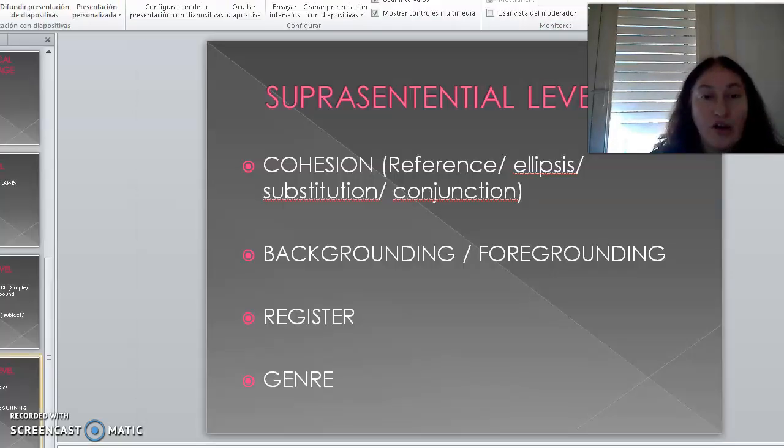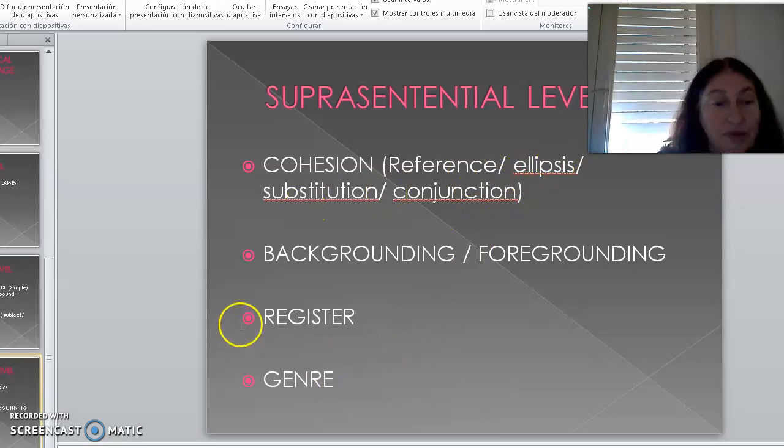And so if we go back to our presentation, you will see here that cohesion belongs to the suprasentential level. It means it is grammar operating beyond the sentence. Well, you have words of grammatical cohesion and lexical cohesion. Here I'm concentrating on grammatical cohesion. My example was an example of reference, but we could also have ellipsis, substitution, and conjunction.